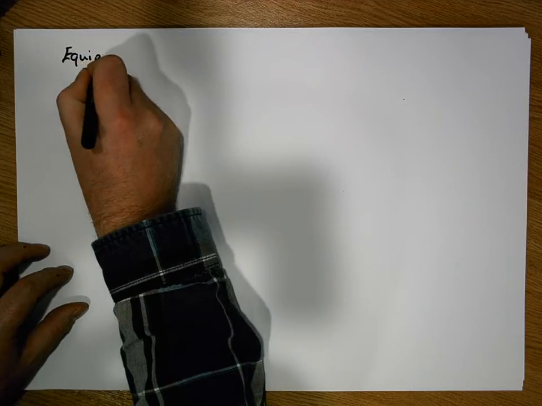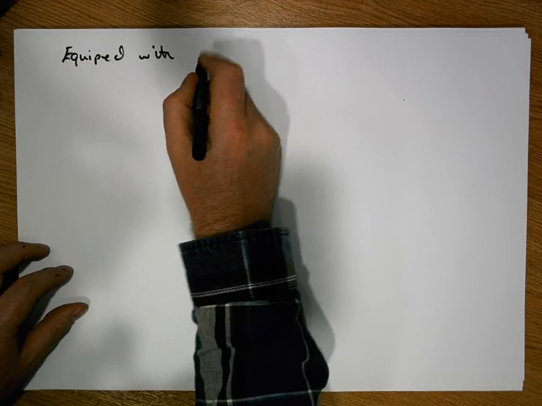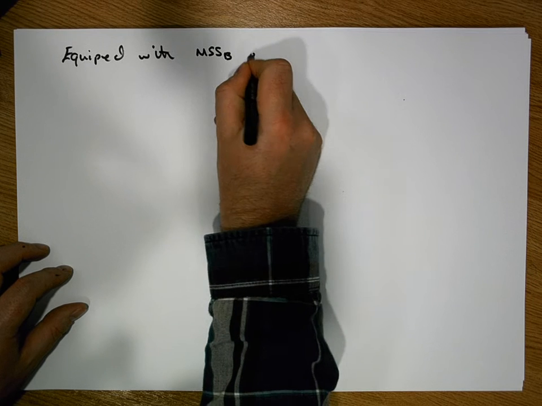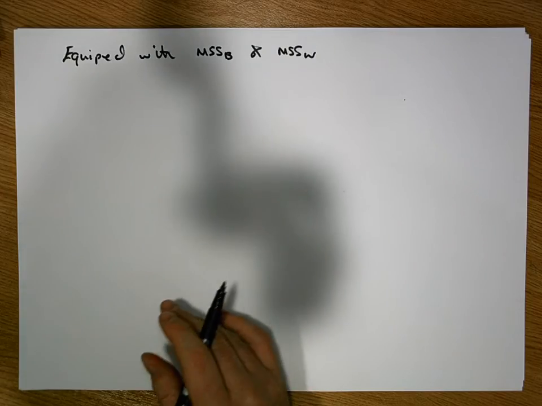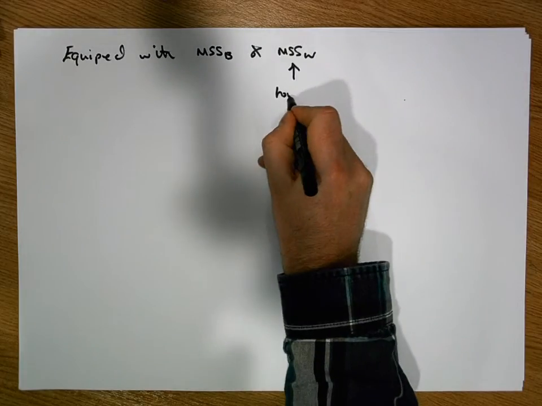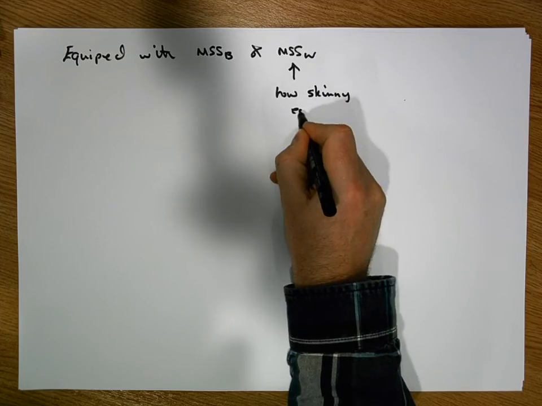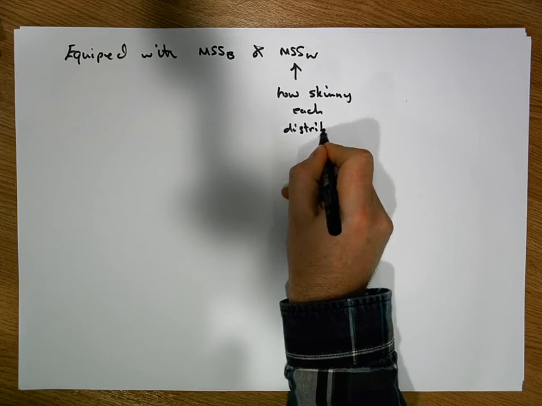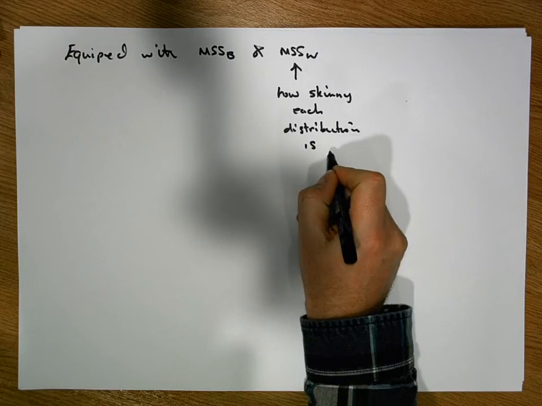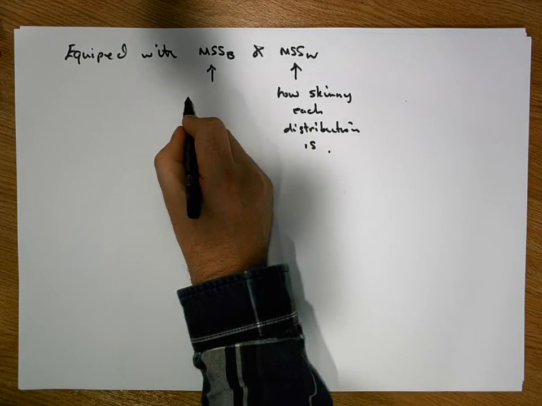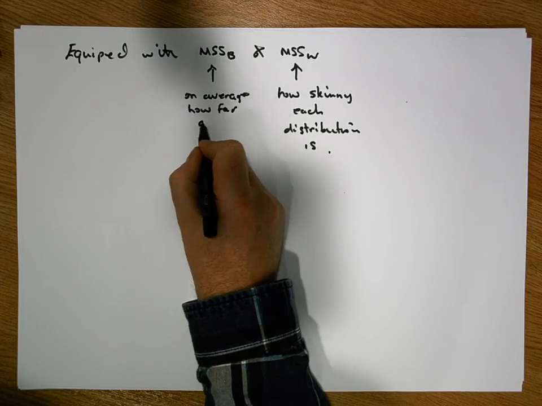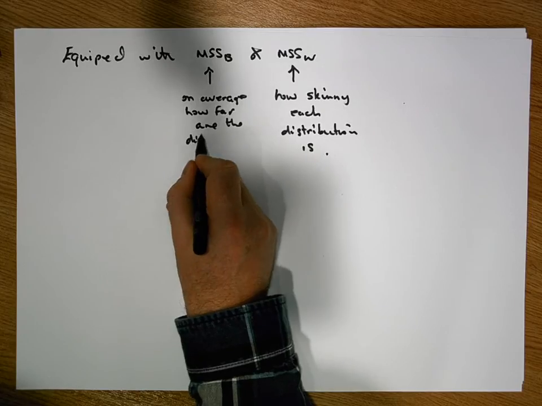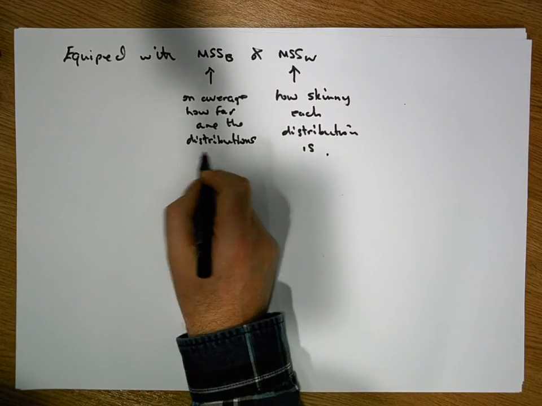Now, equipped with both of these measures, we construct what's known as a test statistic. Let's just keep in mind that the mean sum of squares within measure is how skinny each distribution is, and the mean sum of squares between is, on average, how far the distributions or the groups are away from each other.